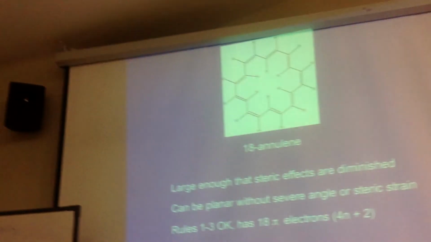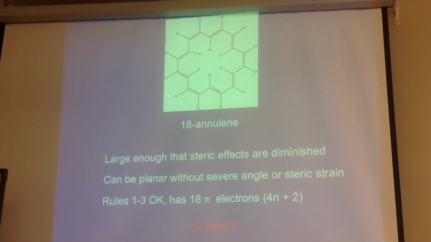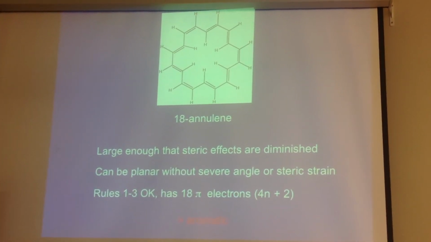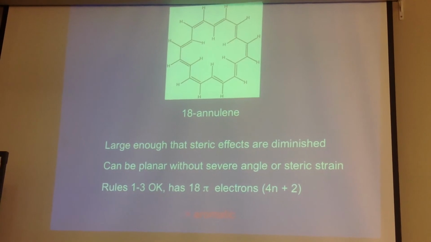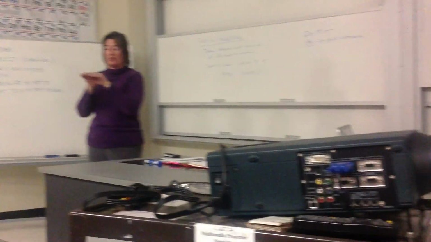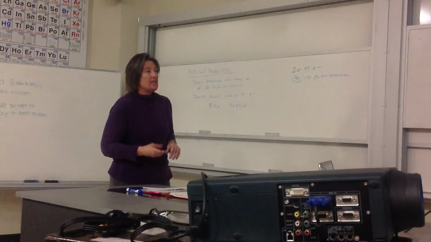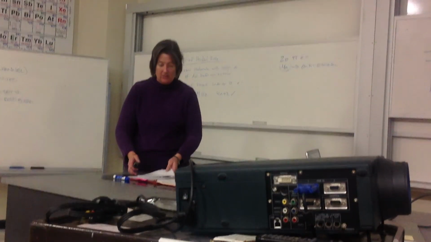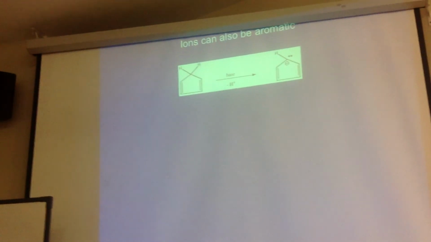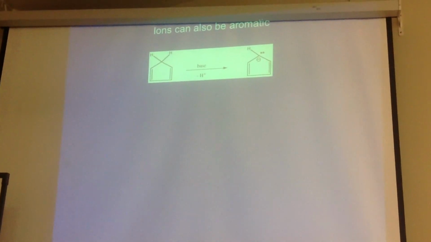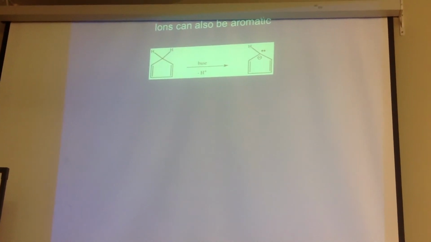Okay, so this discussion really boils down to the 4n plus 2, what's going on with your pi molecular orbitals. Remember, the goal is to get that pi MO bonding set filled, so we have a closed shell. So what we're going to see is ions that can be aromatic, something that, when it's not an ion, is not aromatic. But if it either gains or loses electrons, it can become aromatic.